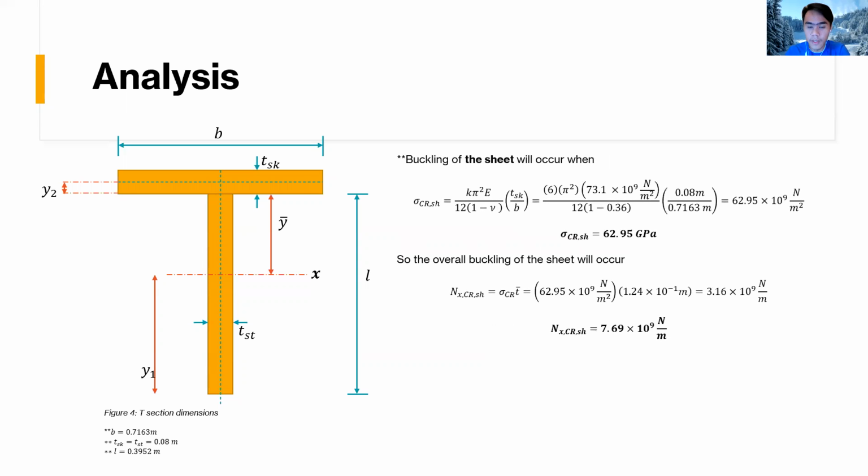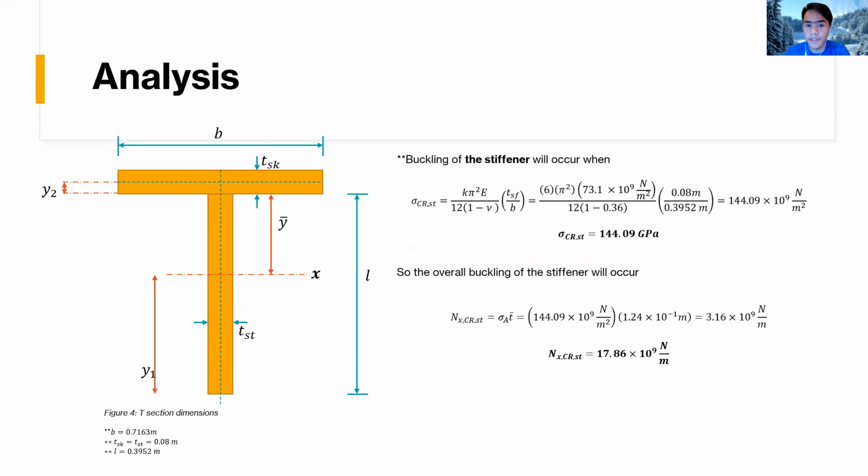Next, we get the buckling critical stress of the sheet or the skin. Here we accounted for the Poisson's ratio, the skin, and the base of that section. For the critical stress of the skin or the sheet, we have 62.95 GPa. By deriving from the previous equations, we can get the overall buckling of the sheet at around 7.69 times 10 to the 9 Newton per meter.